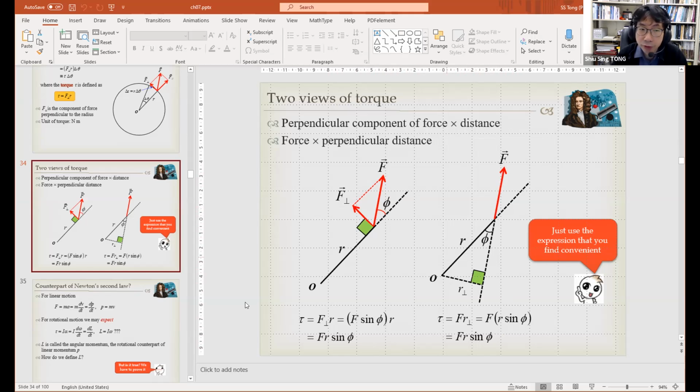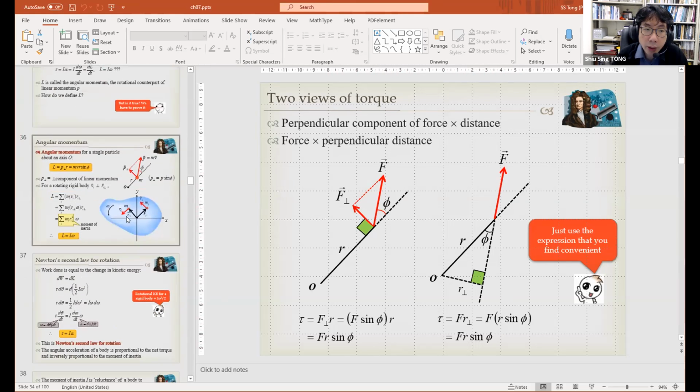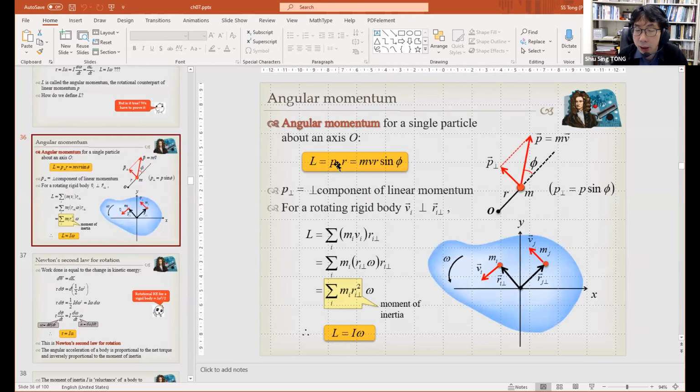Now this is how we define a torque, and we also have defined the so-called angular momentum in a similar way. For the torque, we multiply the perpendicular component of the force by the distance, right? And for angular momentum of a single particle, we multiply the perpendicular component.